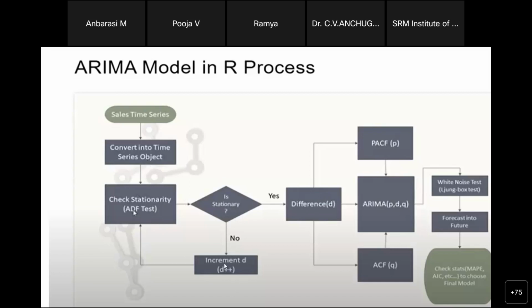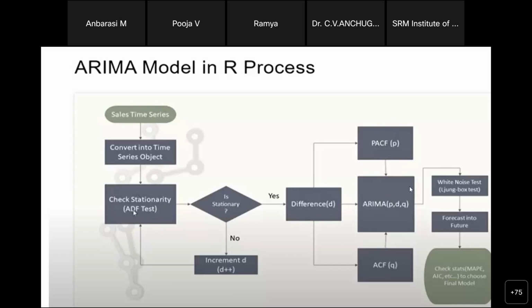We have to increment the D value. For the entire series, the mean and the variance value should be the same. After that, we have to calculate the moving average and the auto regression using the PACF, partial autocorrelation, and the autocorrelations. Using these two functions, we will try to calculate the P value and the Q value.